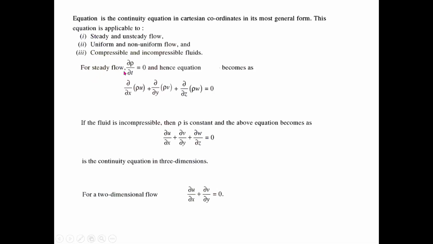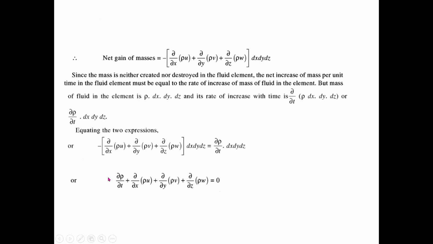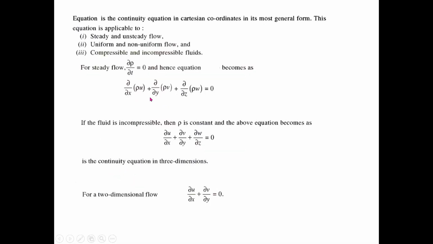So therefore, this term from the previous equation, you can remove. That gives the equation like this: ∂(ρu)/∂x + ∂(ρv)/∂y + ∂(ρw)/∂z = 0. This is the continuity equation for a steady flow, the 3D equation for a steady flow. So you can write the continuity equation in Cartesian coordinates for a steady flow as this one.